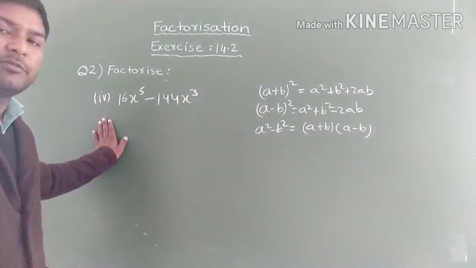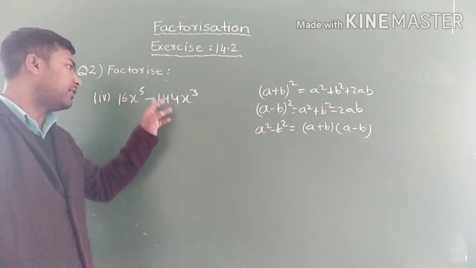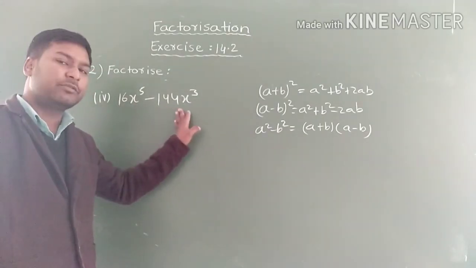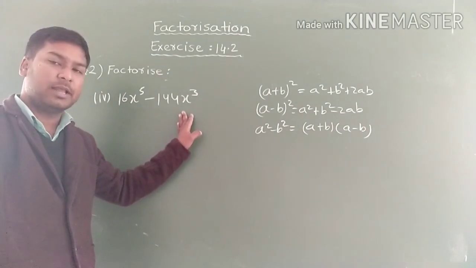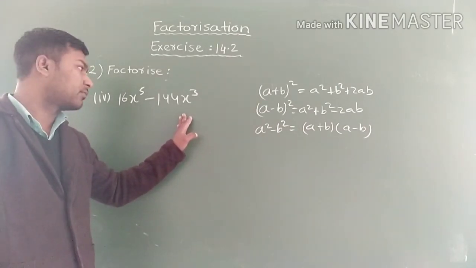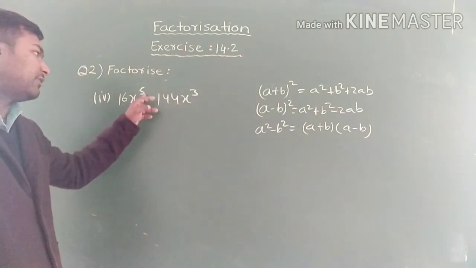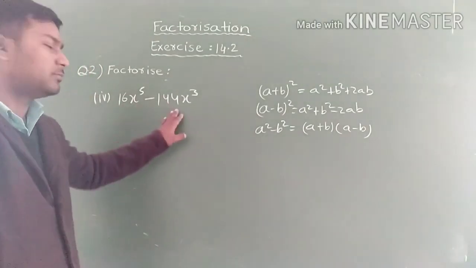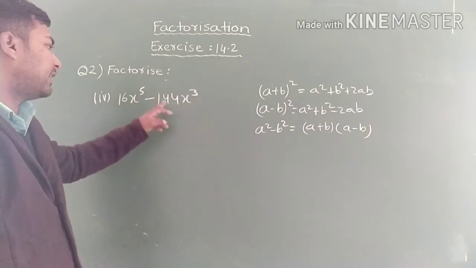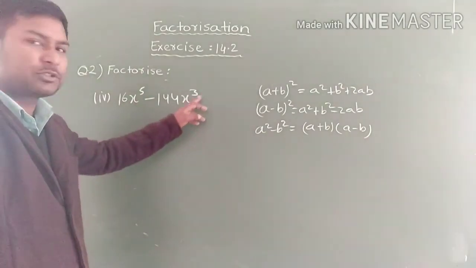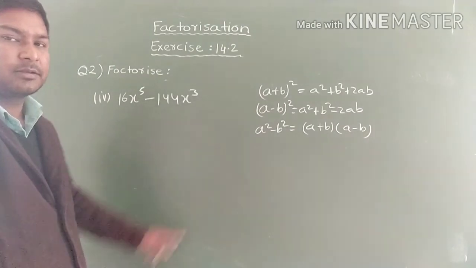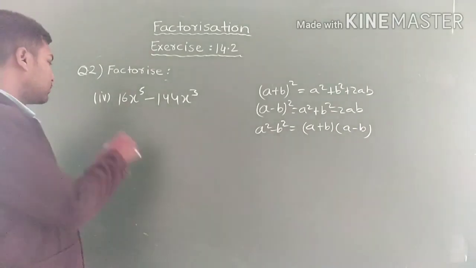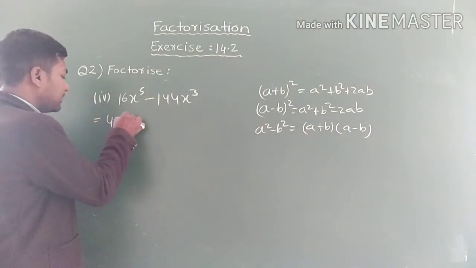Now next question, question number 4. 16x to the power 5 minus 144x cubed. Now 16 is the square of 4 and 144 is the square of 12. And there are x to the power 5 and x cubed. What is common in these two terms? x cubed is common. And in 16 and 144, 4 is common. So directly we can take 4x cubed as common.